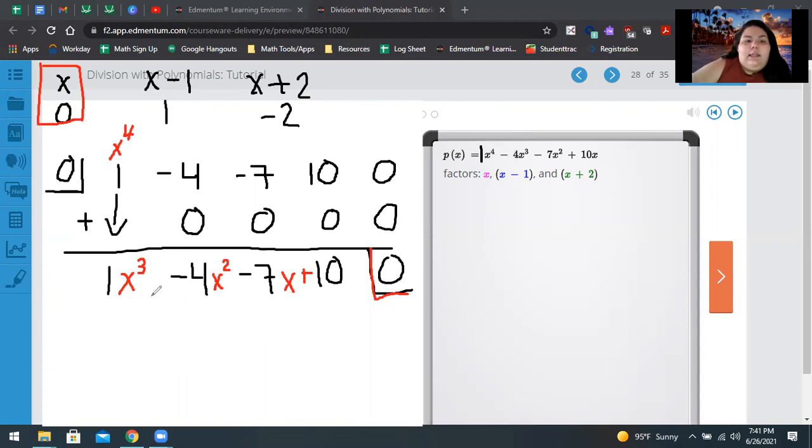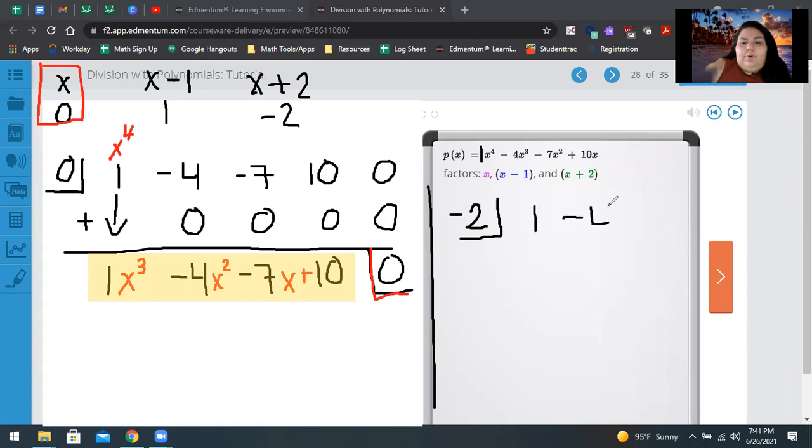So then let's rewrite this over here. I'm not going to use this one anymore. I'm going to use the 1. Or actually, let's try negative 2 instead. So let's put negative 2 here on our outside box, and we're working with the factor of x plus 2. So I'm going to write out the coefficients for the polynomial we got here. It's going to be 1, negative 4, negative 7, and 10. I draw my line here.